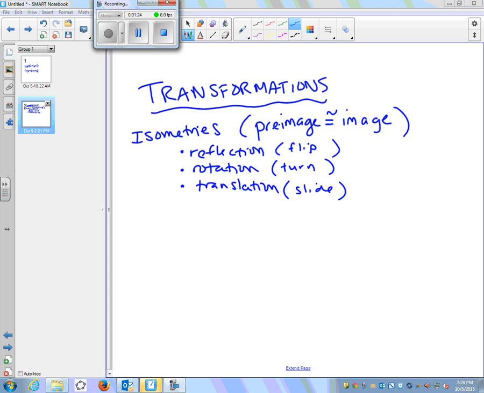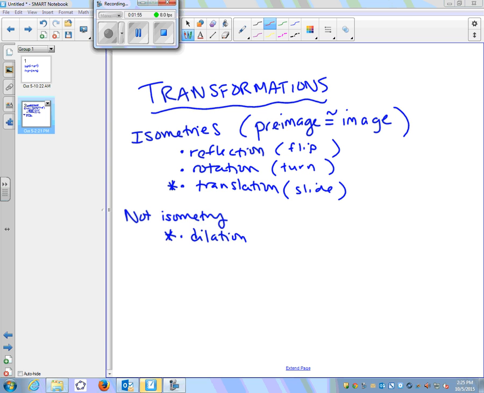Okay? What's a transformation that's not an isometry? Give me an example of one that we learned. Dilation. And it's not an isometry because it changes size. It gets either bigger or smaller. Now, the 2 that you want to make sure you recognize the rule for are translation and dilation.